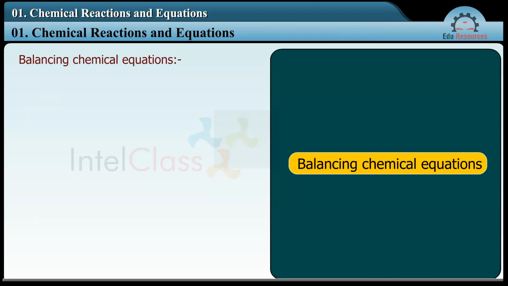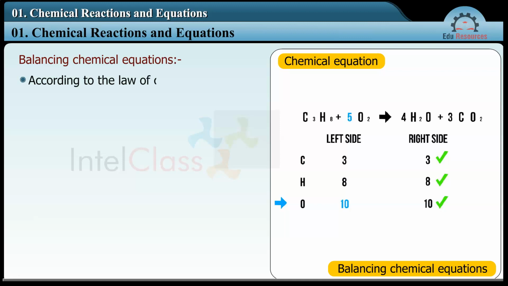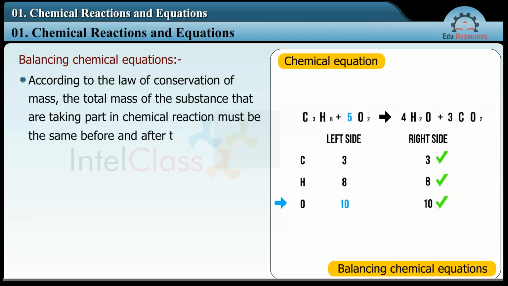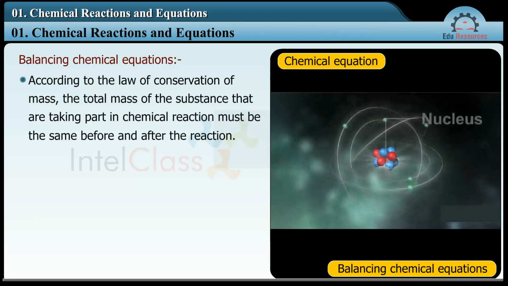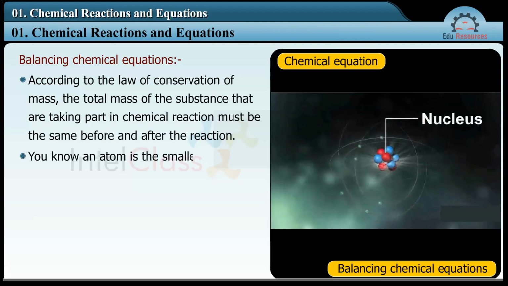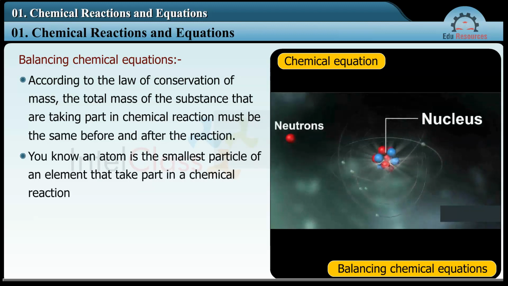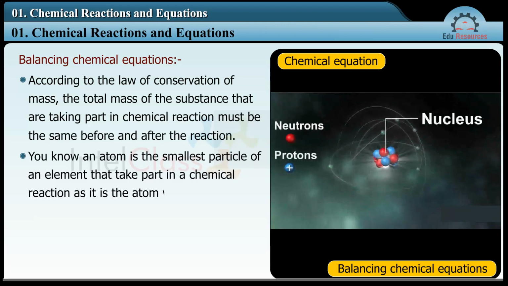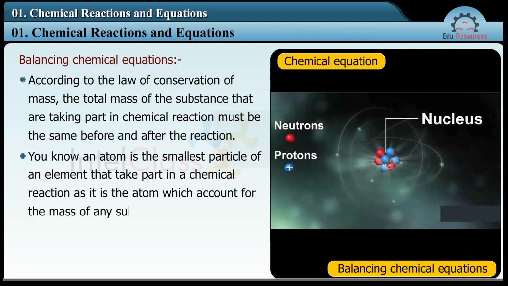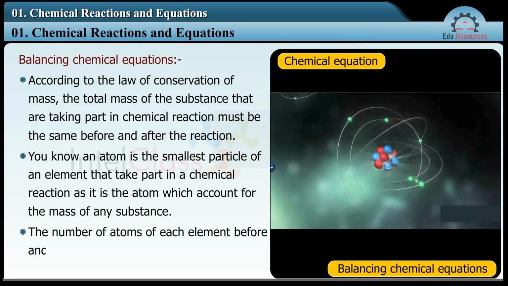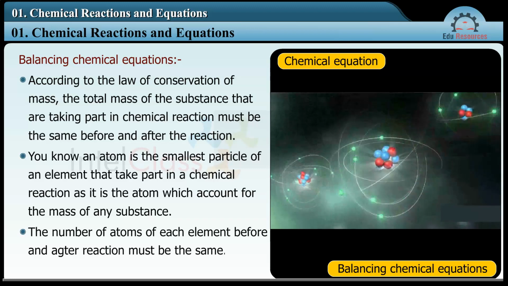Balancing chemical equations. According to the law of conservation of mass, the total mass of the substances that are taking part in a chemical reaction must be the same before and after the reaction. You know, an atom is the smallest particle of an element that takes part in a chemical reaction, as it is the atom which accounts for the mass of any substance. The number of atoms of each element before and after the reaction must be the same.